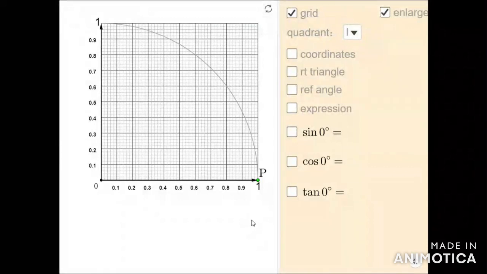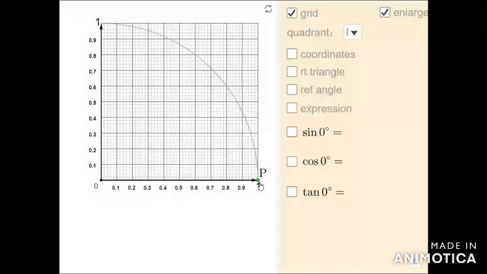Now let us discuss the cos function, and the definition of cos function is cos x is equal to a, where a is the x coordinate of the point. If the point P is at this position, the x coordinate of this point is 1, and the angle made by OP with the positive x-axis is 0. Now cos 0 is equal to 1. You can see this, cos 0 is equal to 1.